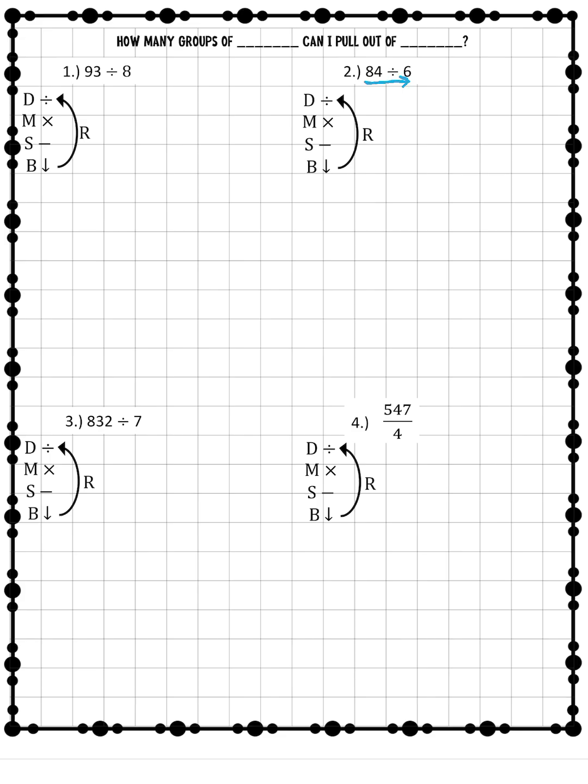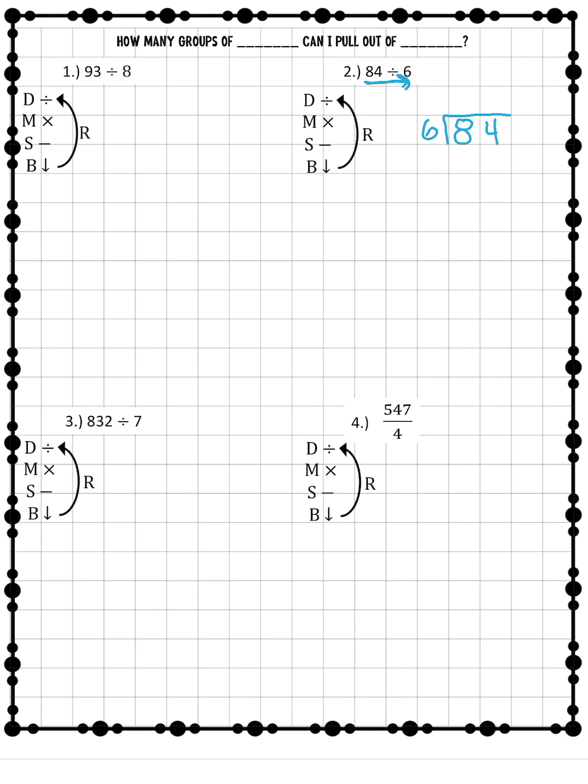So let's go ahead and rewrite this math problem. 84, so I'm going to read it 84, and when I say 84, I'm going to write 84. So one number per box, 84. Then when I say divided by, I'm going to go ahead and draw my box, and then 6 goes on the outside. So 84 divided by 6.